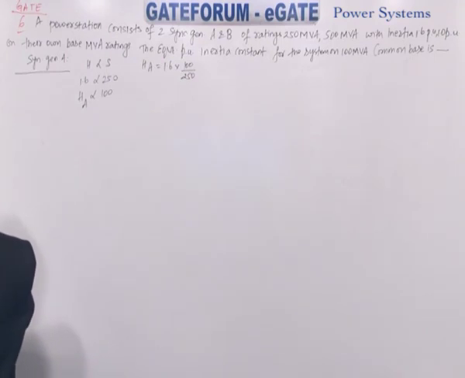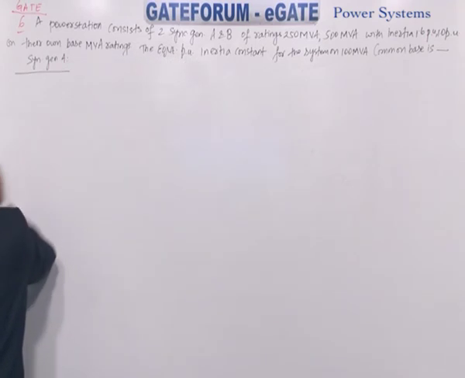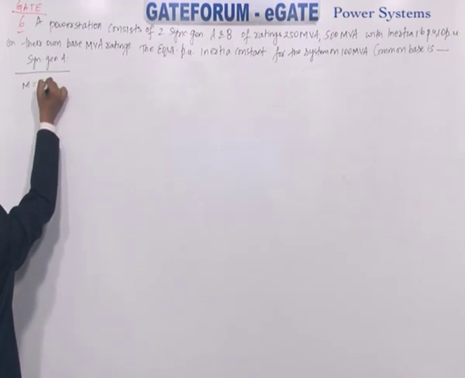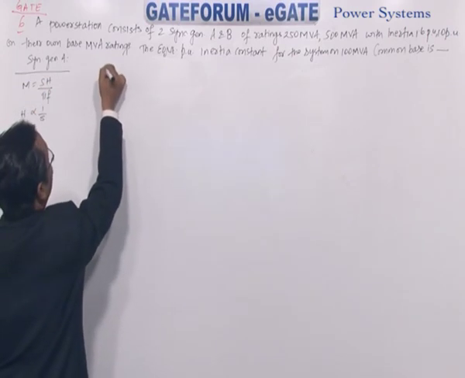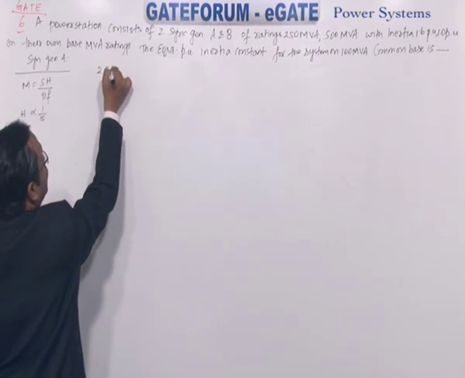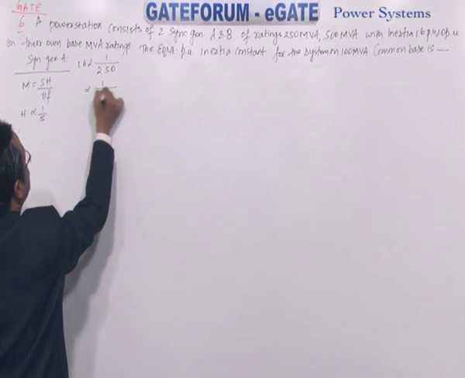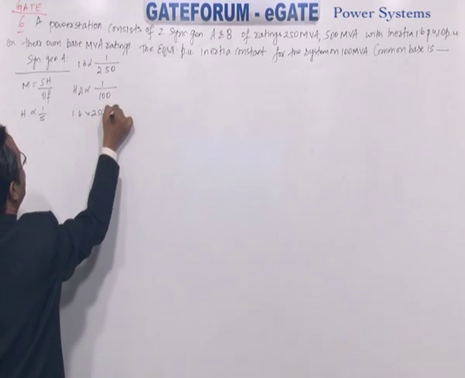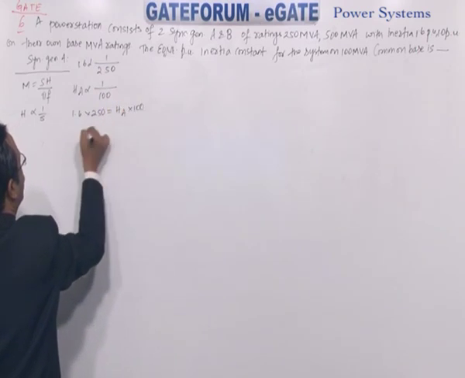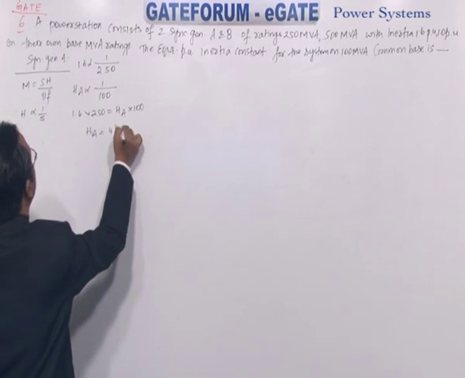So H and S. You know this basic formula now: M is SH by pi F. So how are H and S related? Inversely related. So initially given 250 is the S value and it is 1.6. With respect to 100, you find out what the value is. 1.6 into 250 is HA into 100. You calculate the value of HA here. You get it as 4 per unit.